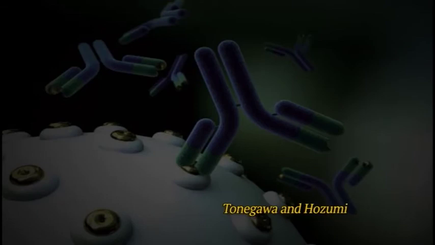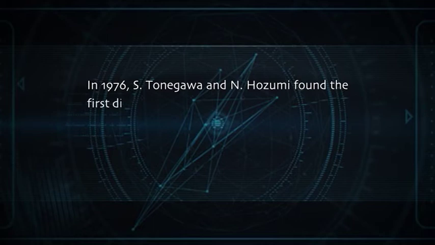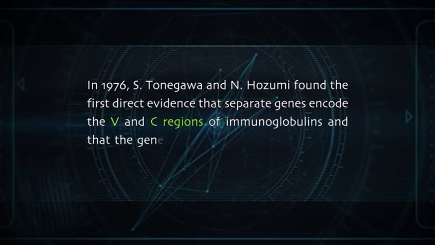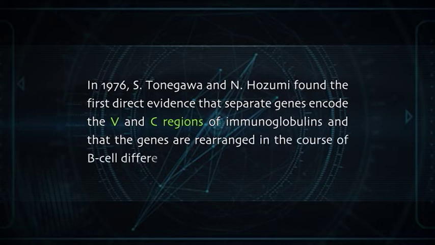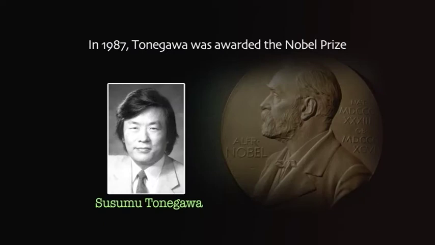Tonegawa and Hozumi showed that immunoglobulin genes undergo rearrangement. In 1976, S. Tonegawa and N. Hozumi found the first direct evidence that separate genes encode the V and C regions of immunoglobulins and that the genes are rearranged in the course of B cell differentiation. In 1987, Tonegawa was awarded the Nobel Prize for this work.